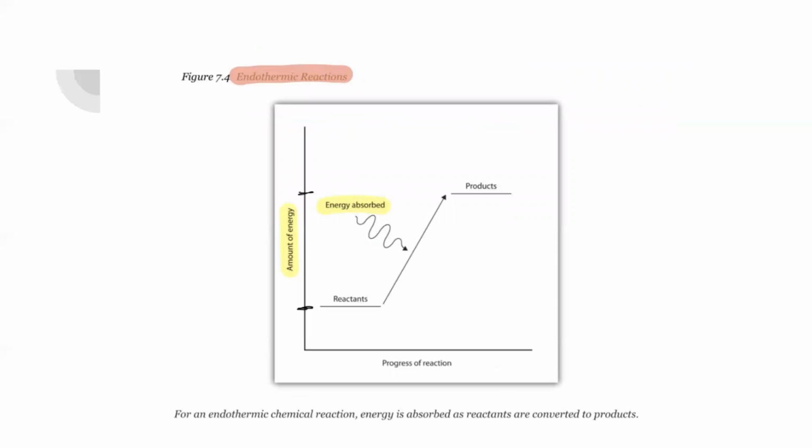So here's the other chart for endothermic reactions. You have time at the bottom left. As time goes on, you are beginning with reactants and the heat is being absorbed. So you are adding heat. And so the product at the end, energy is absorbed and the reactants are converted to products. And that is the end of our presentation on endothermic versus exothermic reactions.